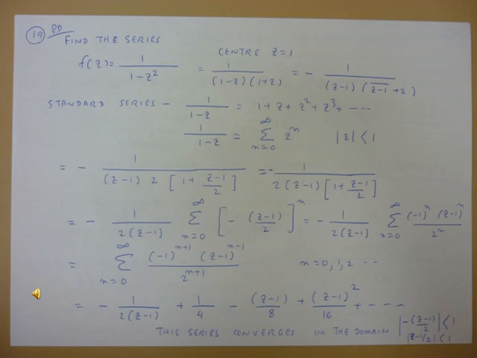So by expanding, we substitute 0, 1, 2, 3, so we get minus 1 divided by 2, multiplied by z minus 1, plus 1 by 4, minus z minus 1 by 8, plus (z minus 1) squared by 16, etc. So this is the series that converges in the domain if the magnitude of minus (z minus 1) by 2 is less than 1, so the magnitude of z minus 1 by 2 is less than 1, so the series converges.